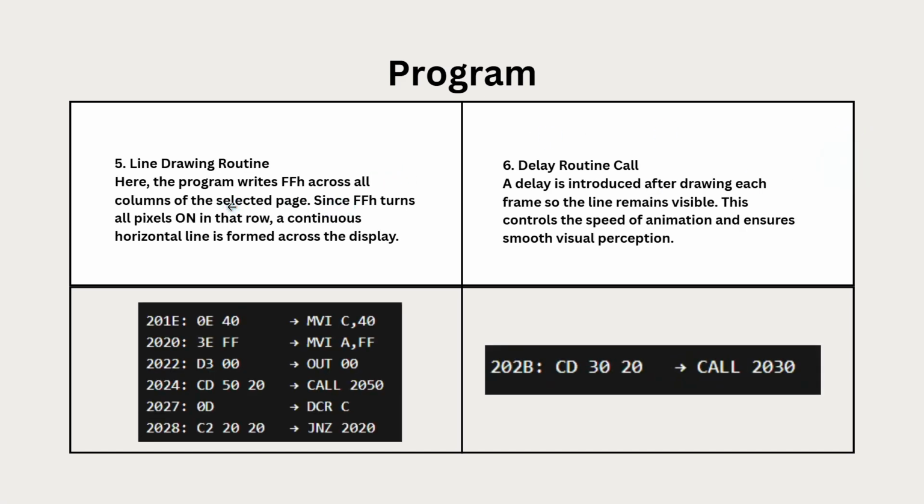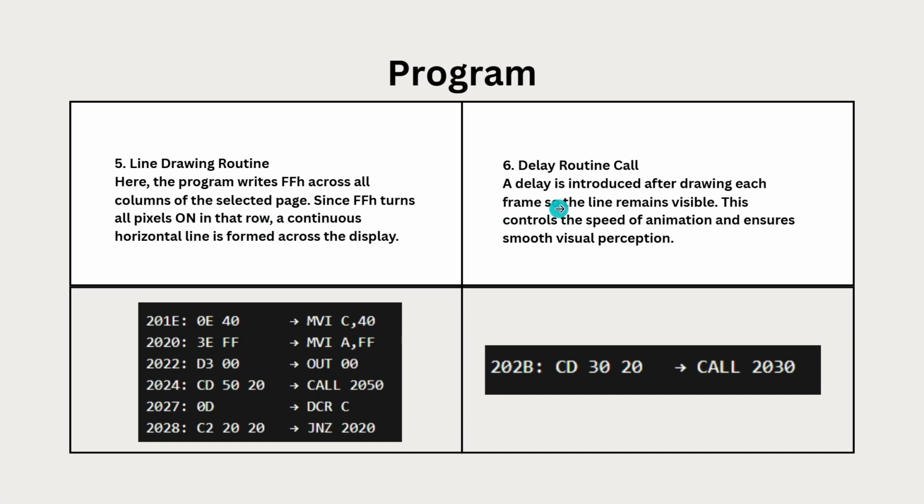Coming to the fifth part, drawing the line. Now actually displaying the horizontal line, I run a loop across all the columns of the selected page. In each iteration, the value sent to the display is FFH, the maximum value. FFH means all the bits are 1, so all the vertical 8 pixels in that column will be turned on. When this is repeated for multiple columns, it produces a continuous horizontal line across the whole screen.